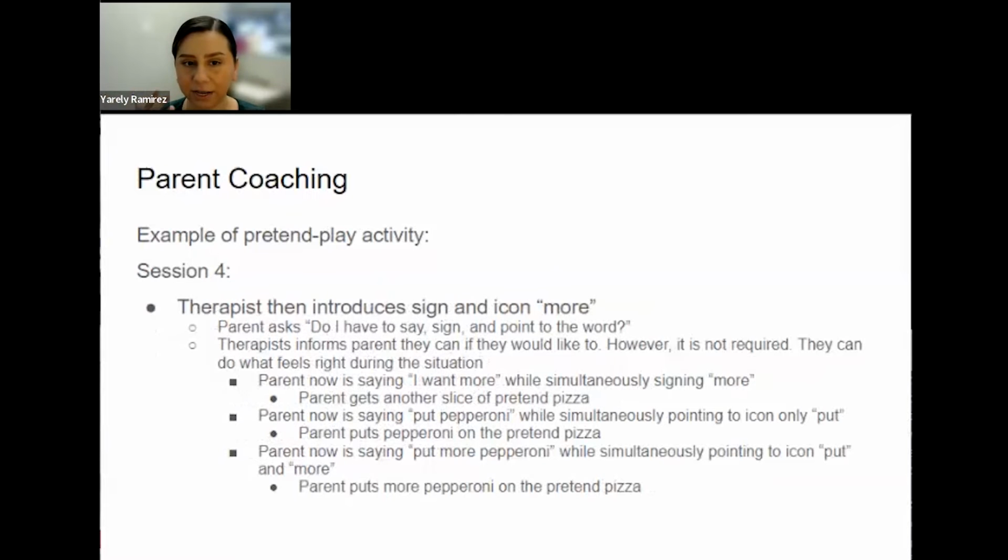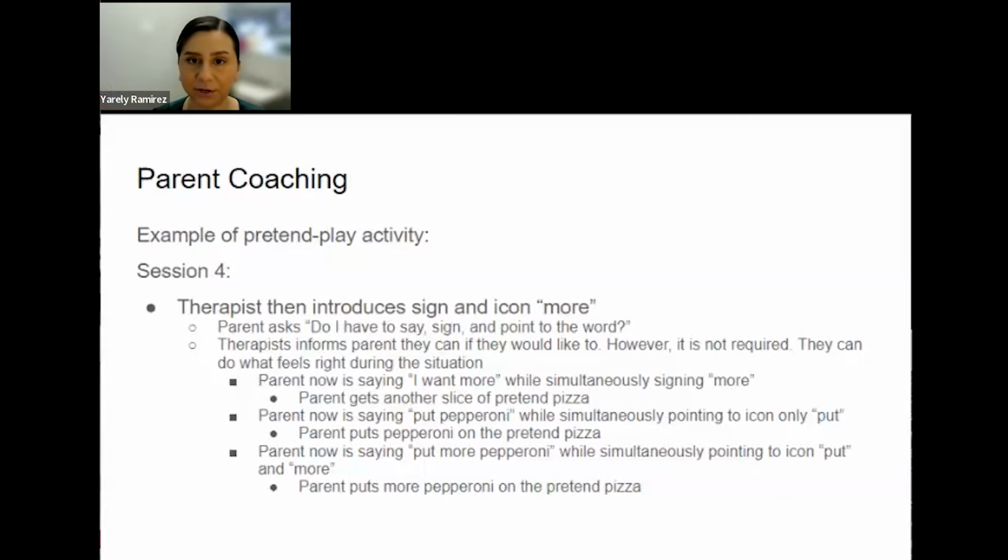And the parent's like, okay, do I have to say it and point to the word? Because you introduced the sign and the icon. And then you show the parent what you mean. You can sign it, you can point to it, or you can do both at the same time. Do whatever feels comfortable. Do what you feel is best. So then again, the parent goes back to playing with the kid. And now we're using I want more while signing the word more at the same time.